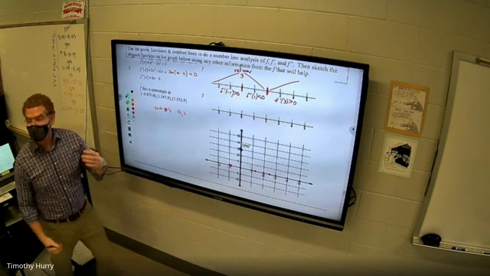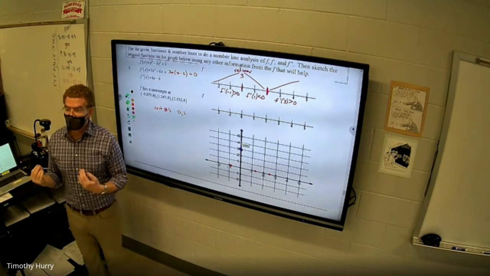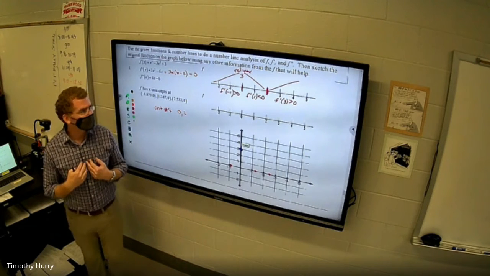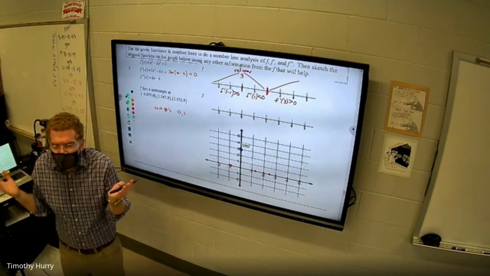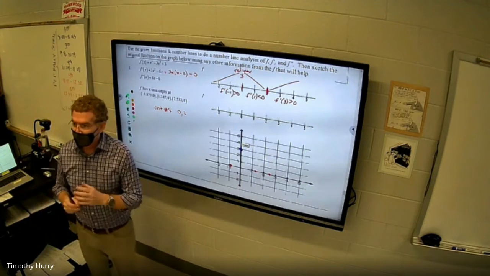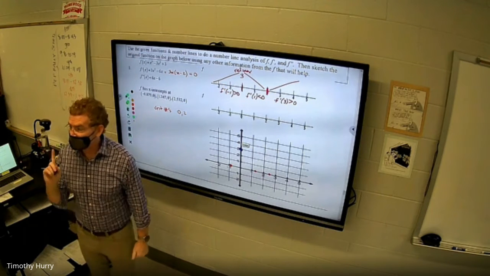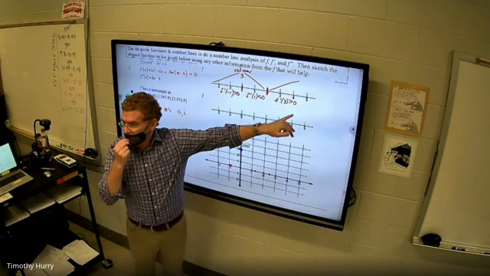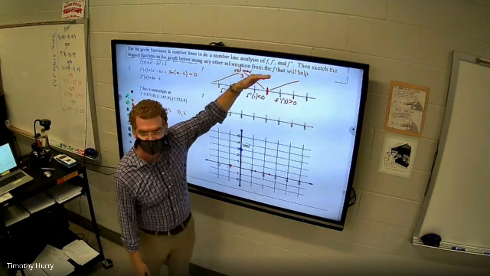I also know the first derivative test tells me there's a relative min. Where? At 2. Why? Because it's going from decreasing to increasing. There's the function, there's the first derivative, there's the second derivative. Why is there a relative min at 2? Because the first derivative switched from negative to positive. Now you can say because the function went from decreasing to increasing.